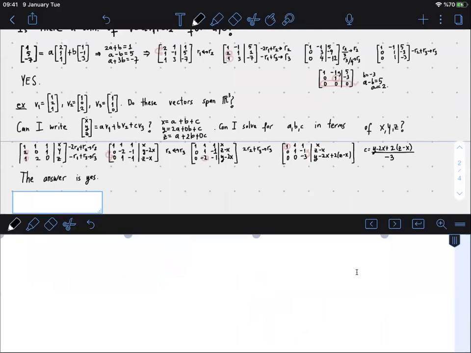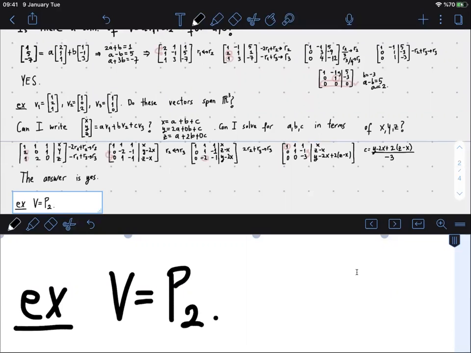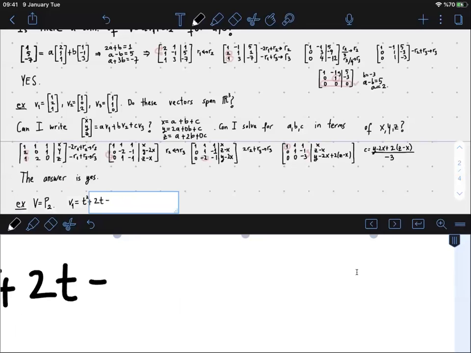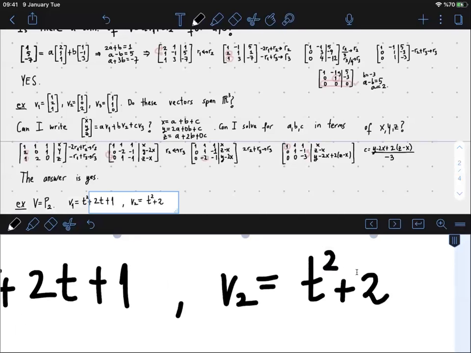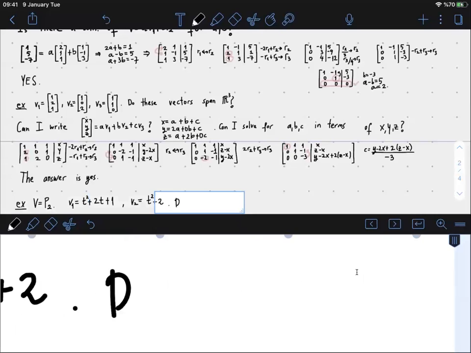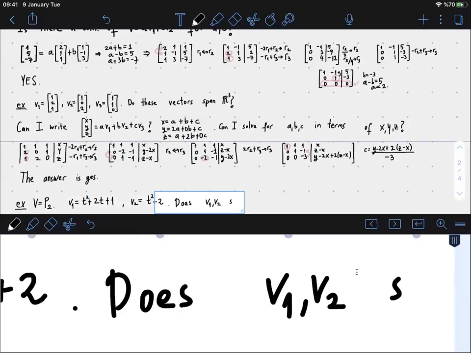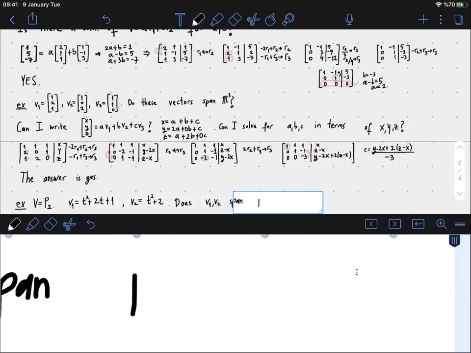Okay, let's look at another example. Again, let's talk about the vector space. Let's choose it to be P2, so polynomials of degree less than or equal to 2. Let's take two vectors, v1 which is t squared plus 2t plus 1, and v2 to be t squared plus 2. Do these two vectors span P2? This is the question.